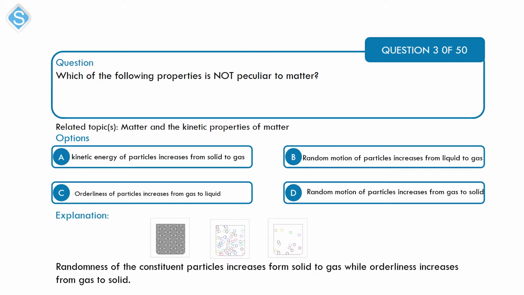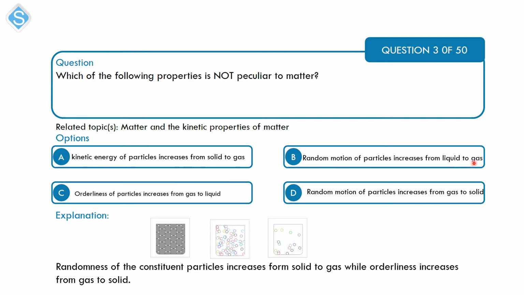Alright, here we have a diagram. The first one is showing the particles of a solid. Next is those of a liquid, and the last one here is that of a gas. Now, if you look at the way they are packed, you can tell that randomness increases from solid to gas. So A is correct. It increases from solid to gas.